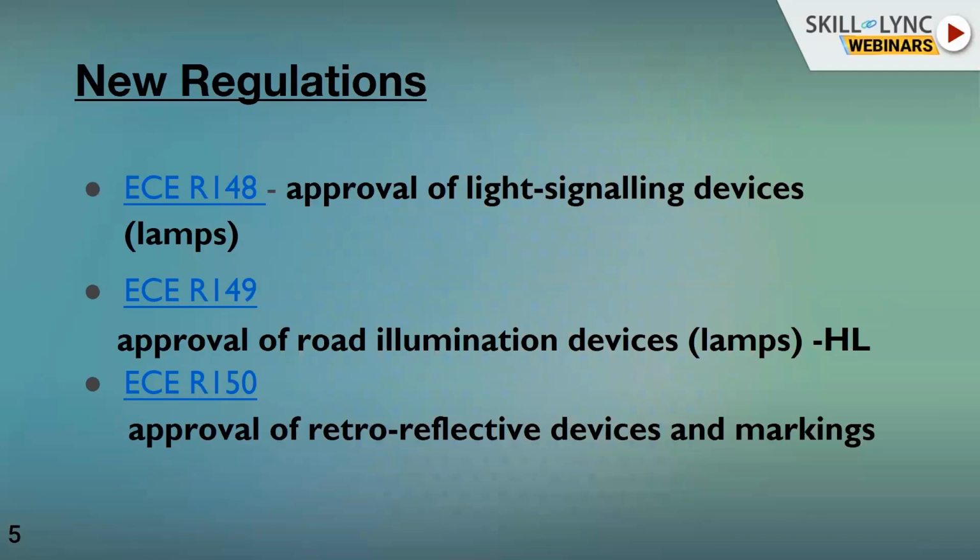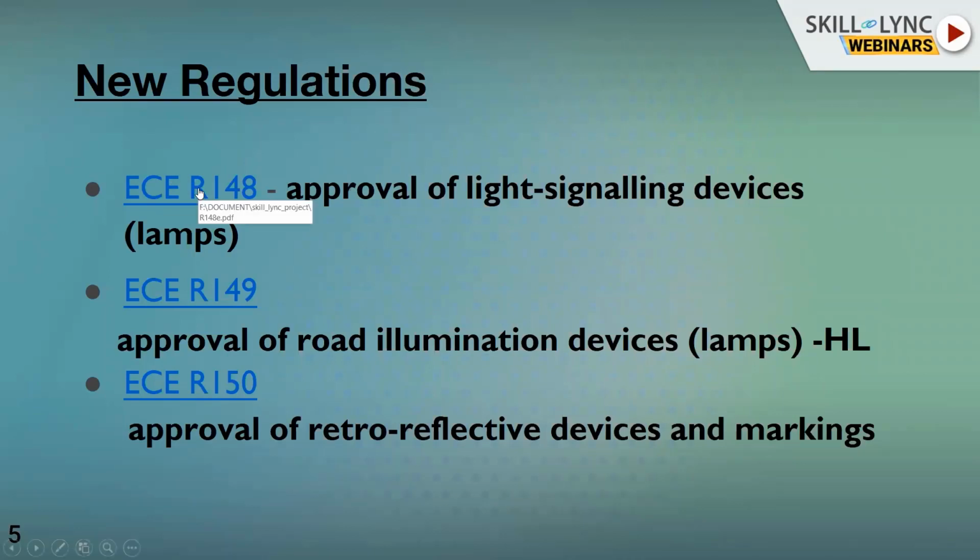So this is very helpful for them, and also for the agencies involved in this regulation approval. And for the tier one and the OEM also, this is very easy. They only have to check whether R148 has a new amendment or not, and the same for R149 and R150.